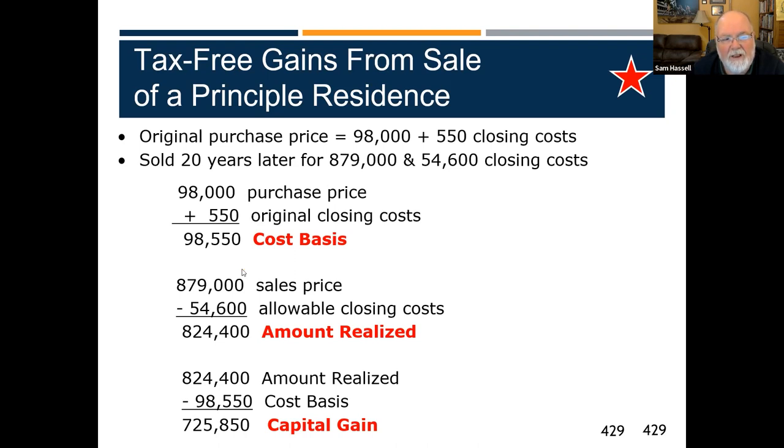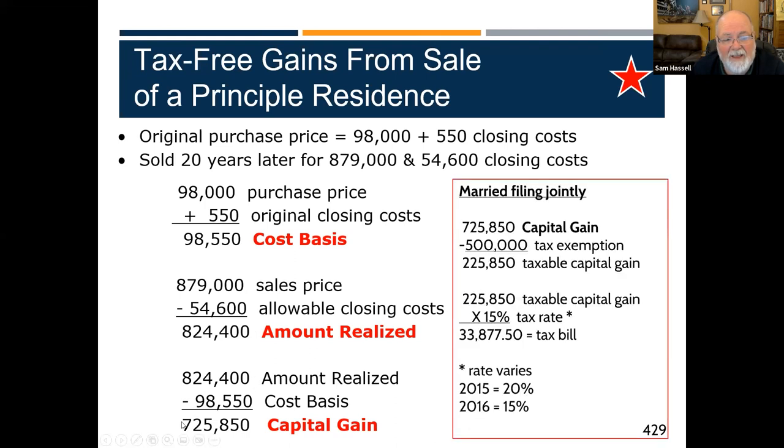All right. Now this doesn't even add any capital improvements on there. So we're just going to leave that as it is. And I'm now going to sell this for $879,000, minus my $54,600, which is my current closing costs, commissions, in other words. So I'm really only going to make $824,400. Well, if I take that for tax reasons and subtract my amount realized and my cost basis, I'm going to have a capital gain of $725,850.